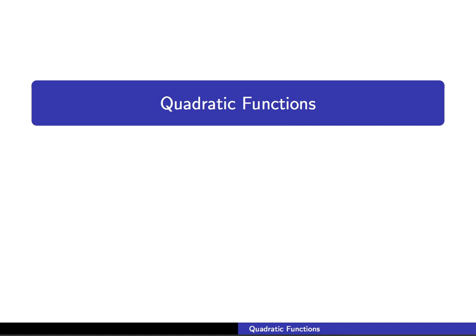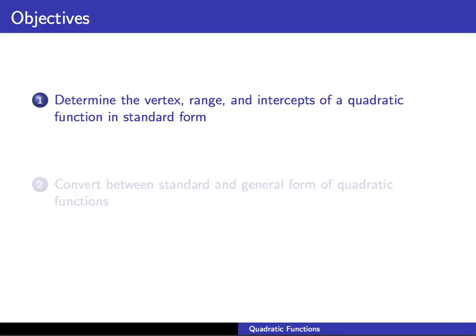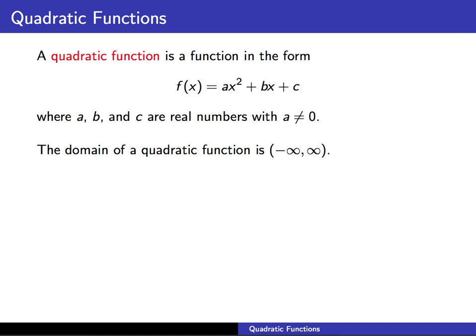Alright, in this video we're going to look at quadratic functions and determine the vertex, range, and intercepts of a quadratic function in standard form. So a quadratic function is a function in the form f of x equals ax squared plus bx plus c, where a, b, and c are real numbers and a is not equal to 0.